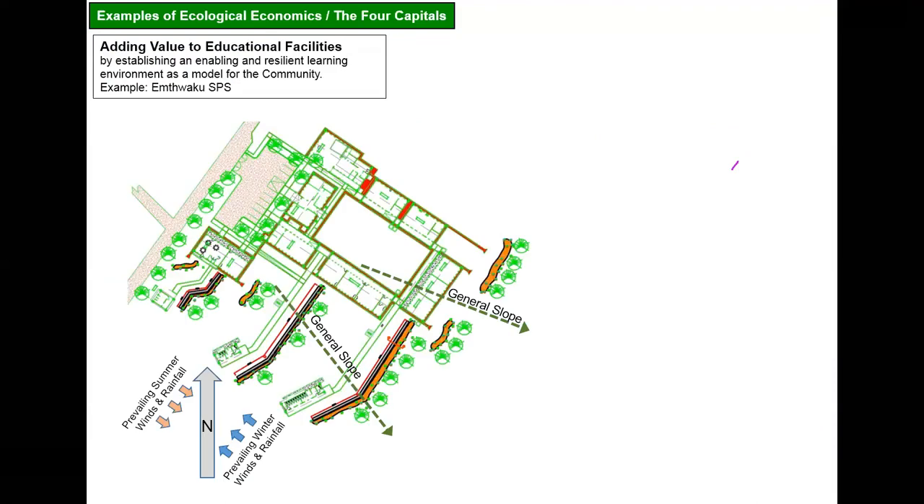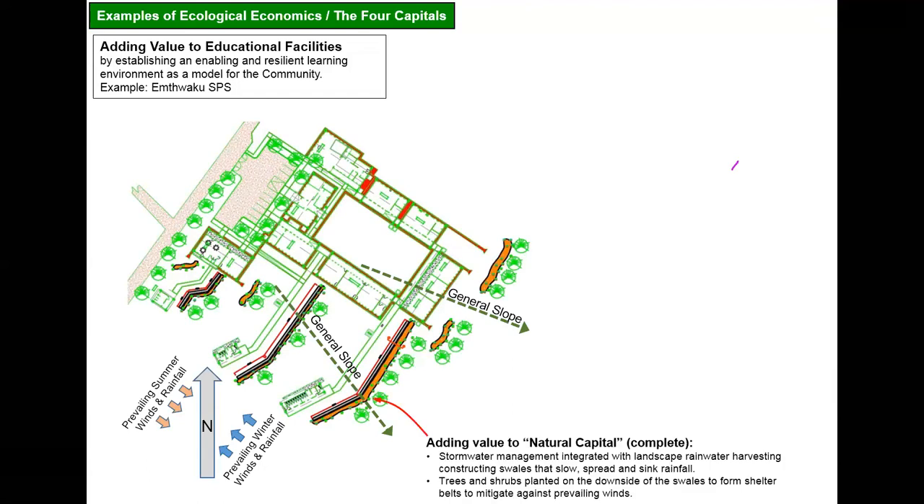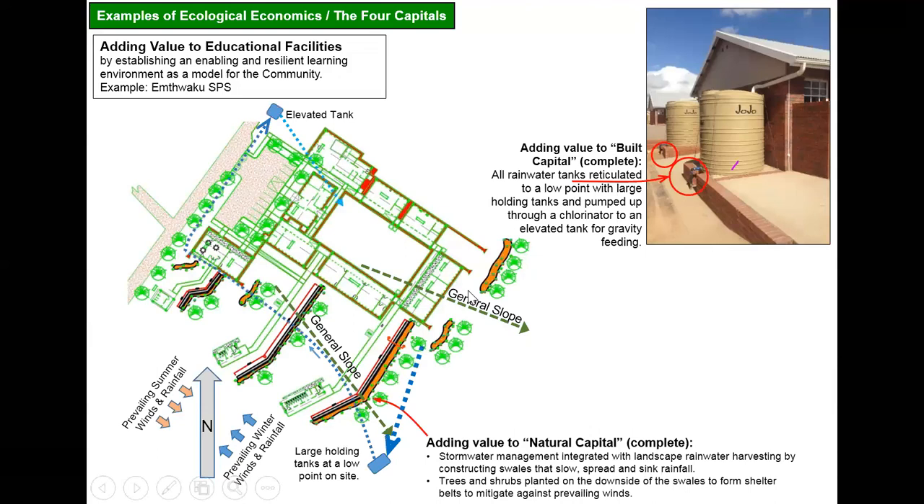This is an example that we showed last week about renewable energies from the school. I won't go into it in too much detail again. It's just to say that in this particular example, we harness the natural capital by integrating the rainwater harvesting. So all the rainwater tanks were connected, and they gravitated to a low point. And then from there, we pumped up the water to an elevated tank, and gravity fed down. This was our closed loop for water.